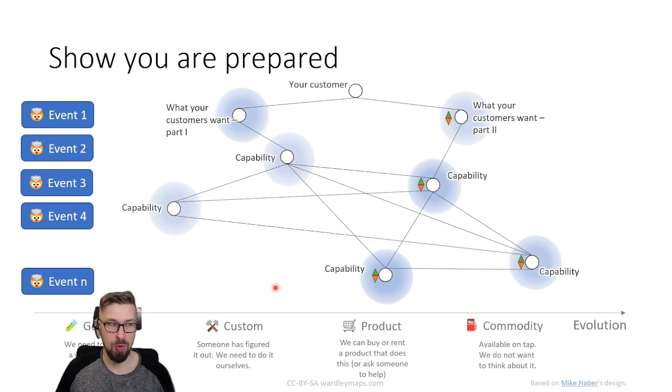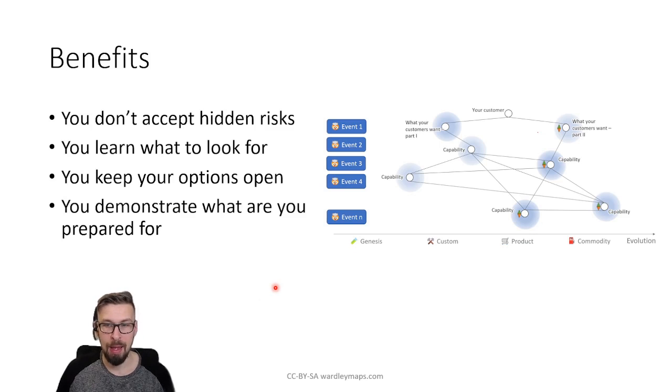So with that approach, you are getting a number of benefits. First of all, you don't accept hidden risks, because if there is any factor influencing your value chain, you are going to identify it and you are going to understand what it means for your value chain. If you think that a particular event is relatively low impact, you can accept the risk, but it will be an explicit risk, not a hidden one.